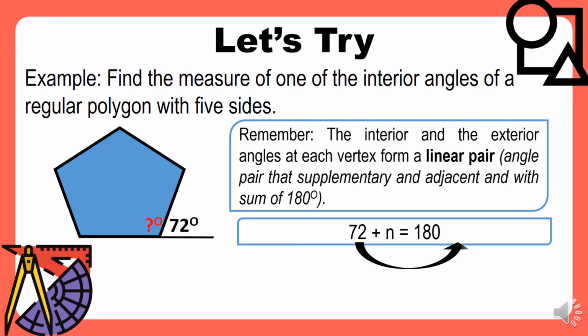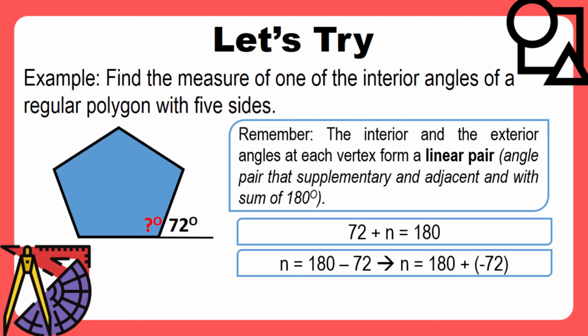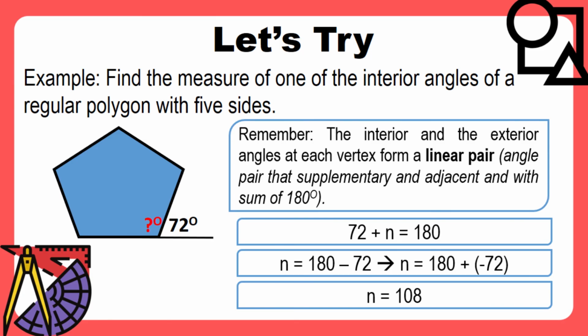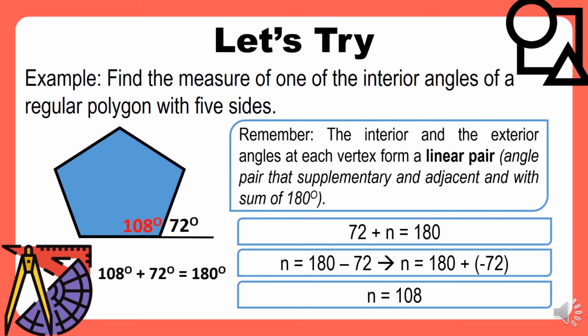And our math sentence will be n is equal to 180 degrees minus 72. By following the rule in subtraction of integers, our math sentence will be n is equal to 180 plus negative 72. And our n is equal to 108. The measurement of our missing angle is 108 degrees. 108 degrees plus 72 degrees is equal to 180 degrees.